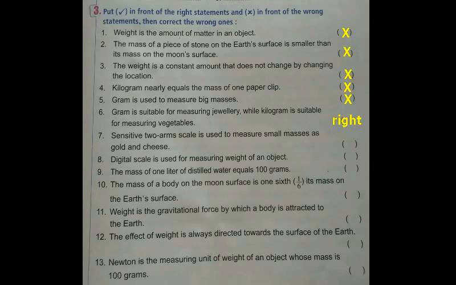Number 7, sensitive 2 arms scale is used to measure small masses as gold and cheese. A sensitive 2 arm scale is indeed used to measure small masses, but as gold and cheese, no. The answer is wrong. It should be gold and jewelry or chemicals, so gold and chemicals.